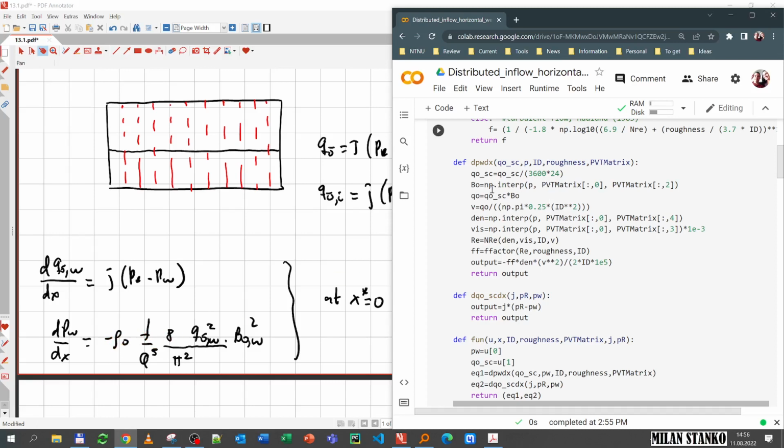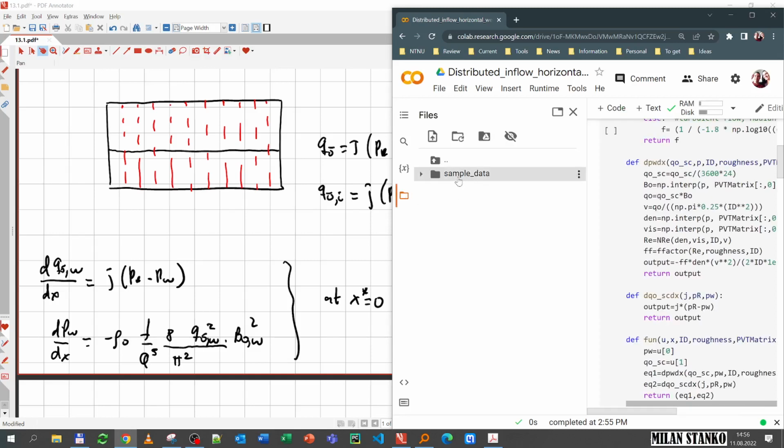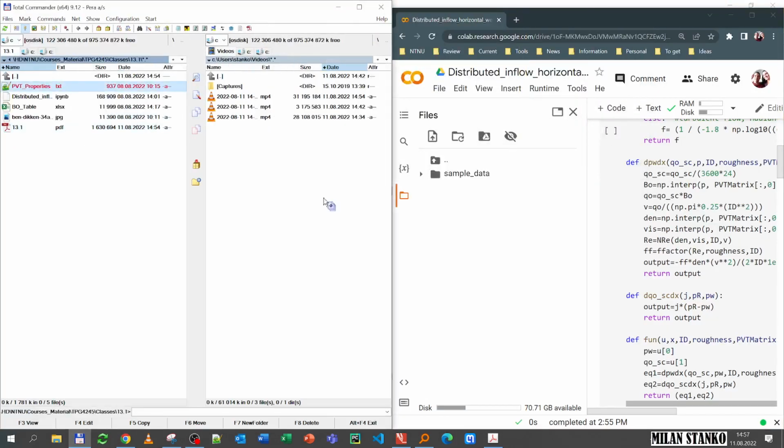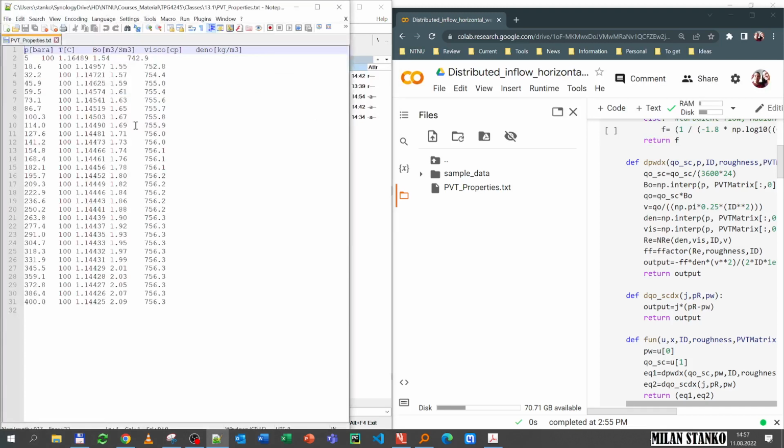Okay, so if you see here what I'm doing, I'm first changing the units because typically I'm using the oil in standard conditions, and then I'm finding BO and interpolating on a file. If you see the file here, I don't have it here. Maybe I should upload it. Okay, here I have that file. What does it have? It has what we have used before, so pressure and temperature. The temperature is constant at 100, the pressure is changing from 400 to 5, and you have BO, viscosity, and density.